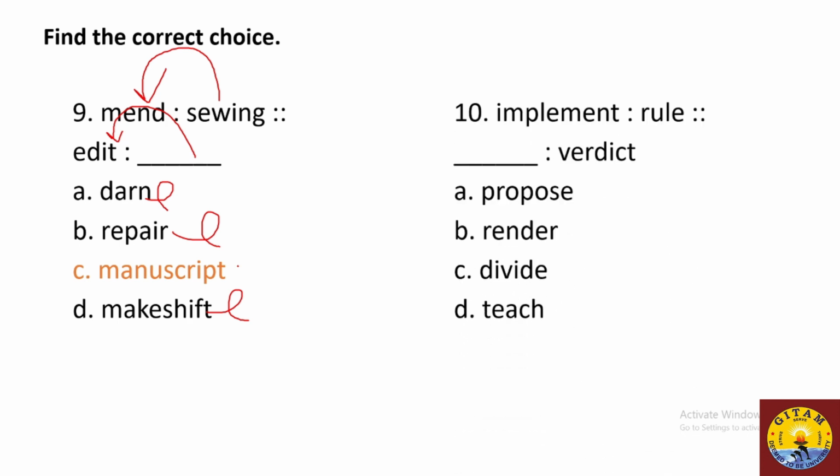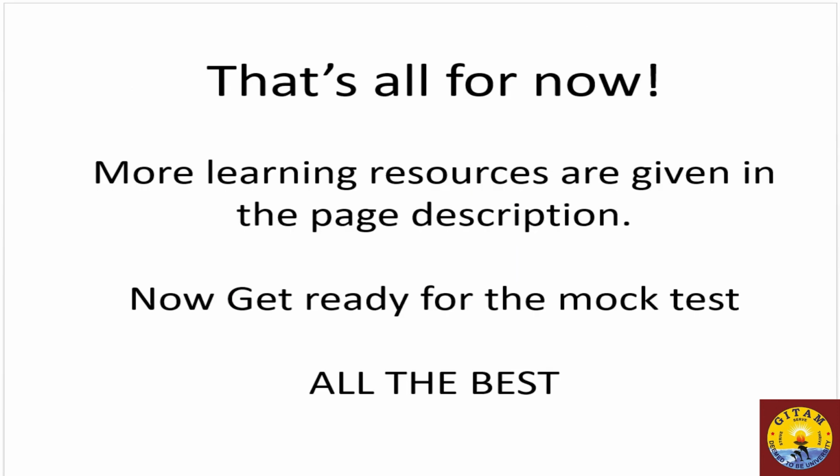Implement rule, verdict. Now look at it very carefully. A rule is implemented. Rule is to implement as verdict is to what? A verdict is not proposed. An idea is proposed. A verdict is not divided. A verdict is not taught. A verdict is rendered. The act of giving a judgment officially by the court is render. So a judgment is rendered. Verdict is rendered by court. Therefore, the answer is render.